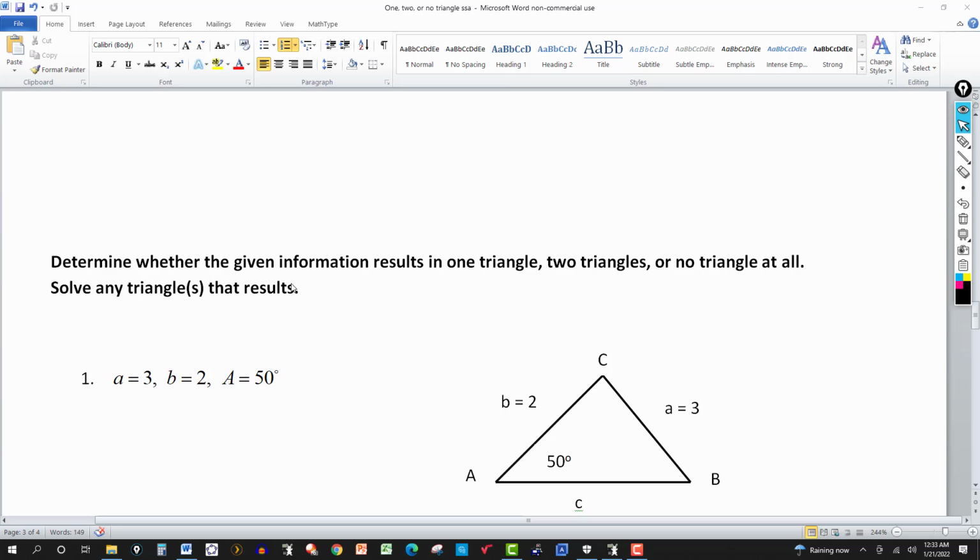Determine whether the given information results in one triangle, two triangles, or no triangle at all. So in other words, you have no solution. Solve any triangles that result. Okay, one resulted in one triangle, and that's the one I did in the last video.